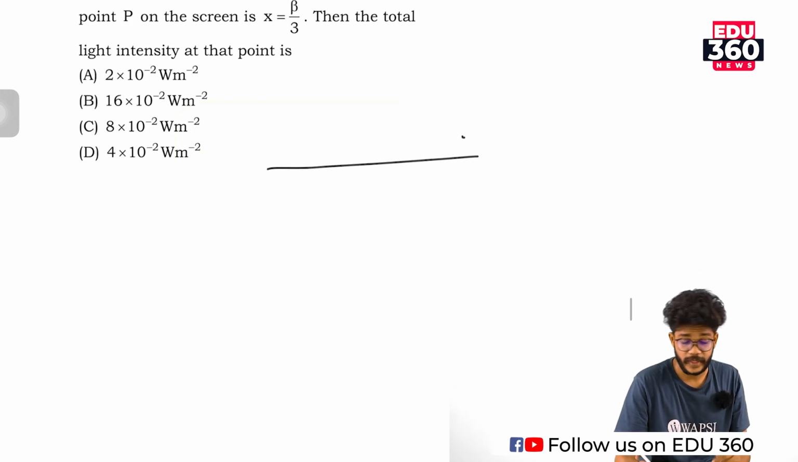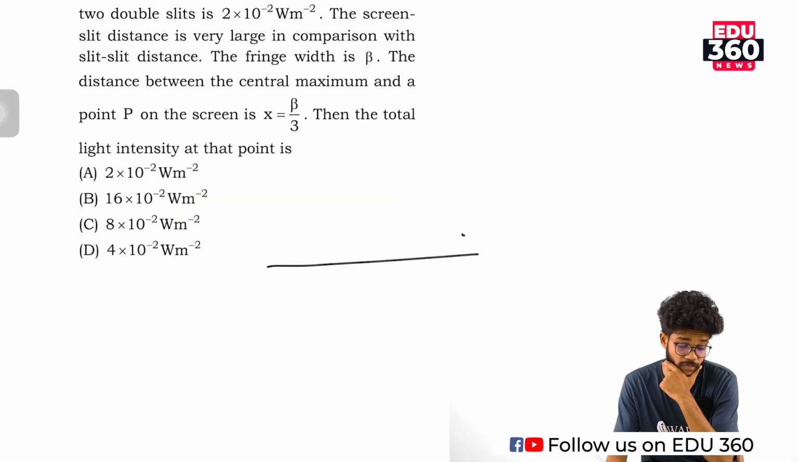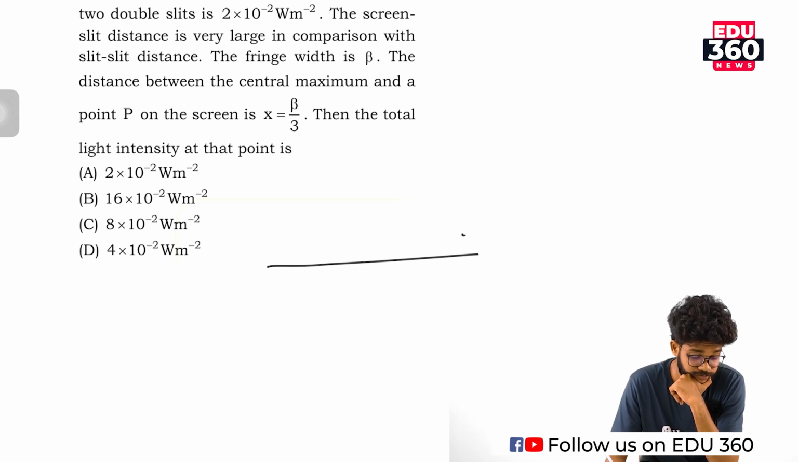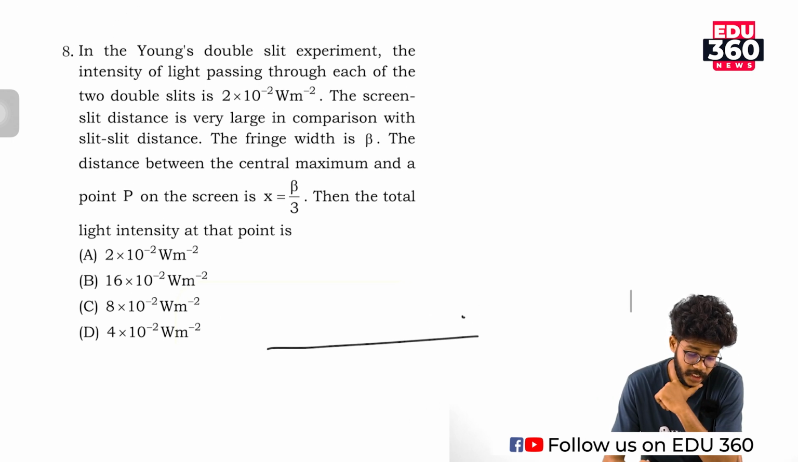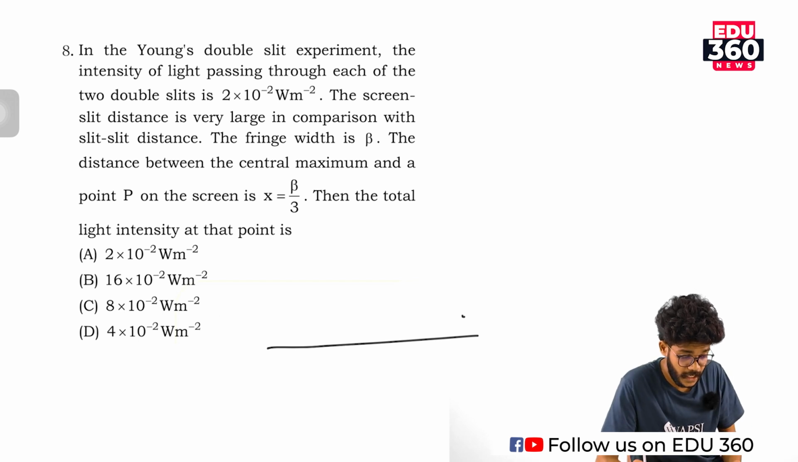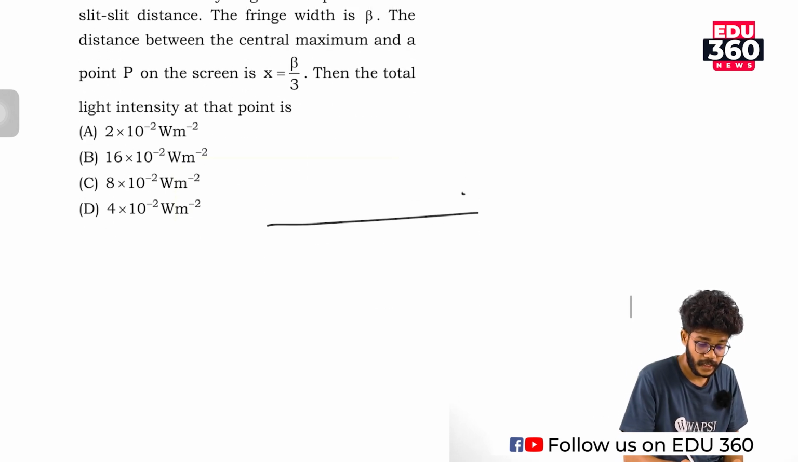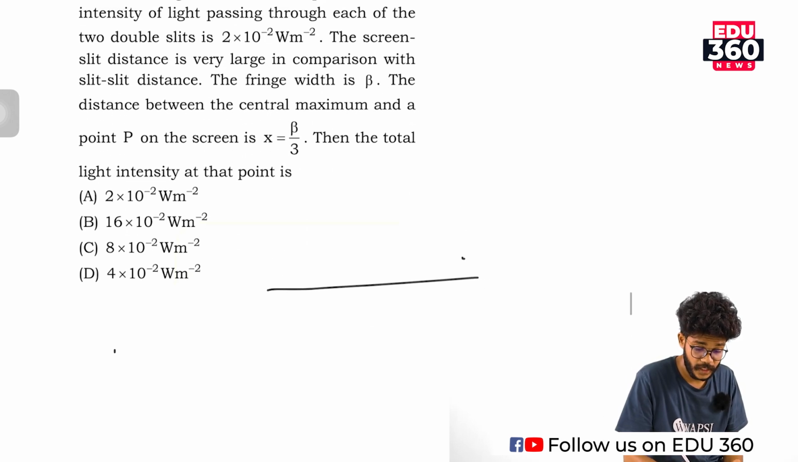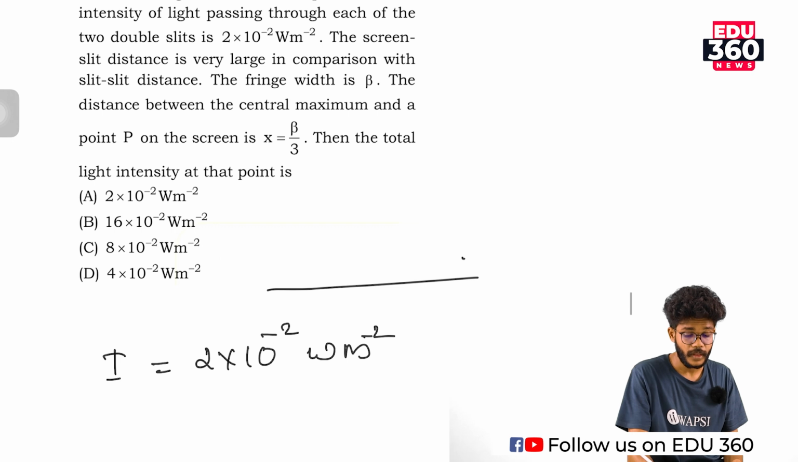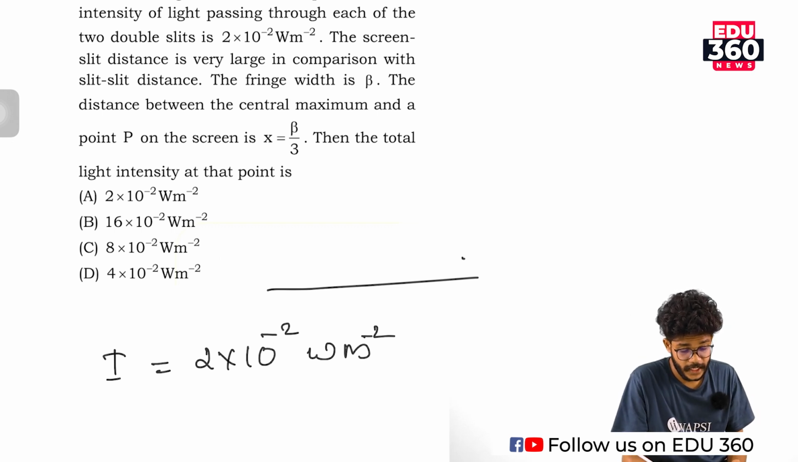Okay, so how we can calculate the intensity at that point, where the position is x equal to beta by 3. In Young's double slit experiment, the intensity from one of the holes is 2 into 10 raised to minus 2 watt per meter square. And what's the equation which we have to use in here?